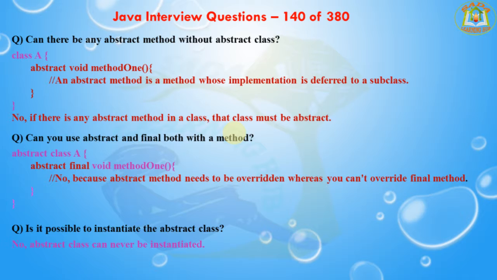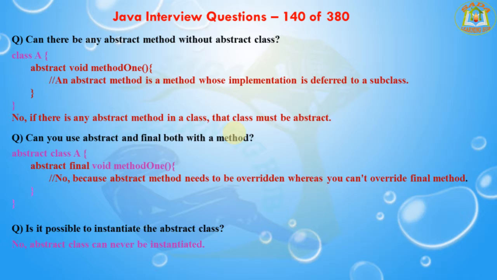The next question is, can you use abstract and final both with a method? No, because abstract methods need to be overridden, whereas you can't override final methods. It's not possible to use abstract and final both with a method.